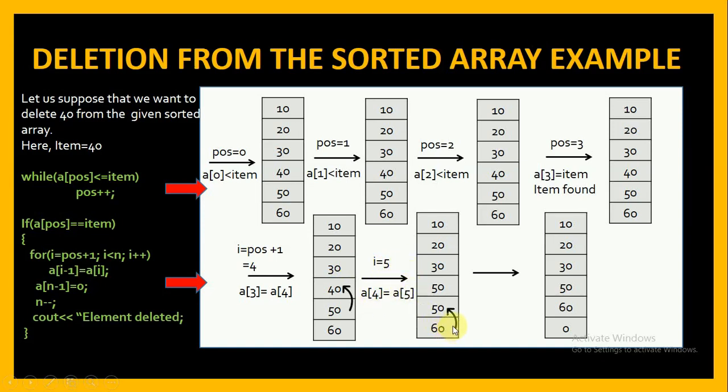You can see. And again i will be incremented, and this time i will become 6, and the condition becomes false. So we'll say a[n-1] is equal to 0. So the last element we are making 0 here. And this is not mandatory, this is your wish. And n minus minus I'm saying because one element is less now. The array has only 5 elements instead of 6. And we will display element deleted.